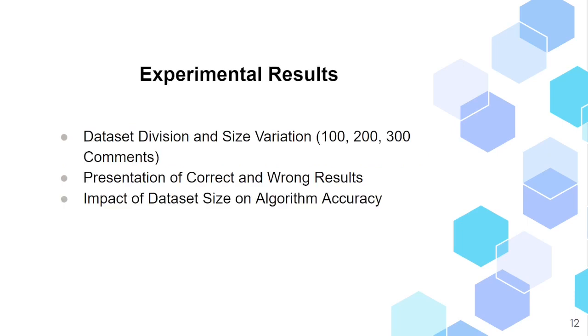Moving on to the experimental results, the dataset is divided into sets of 100, 200, and 300 comments. The results showcase the correctness of the approach, highlighting the number of accurate and inaccurate classifications for both abusive and non-abusive comments. As the dataset size increases, the accuracy of the algorithm improves, showcasing its effectiveness.